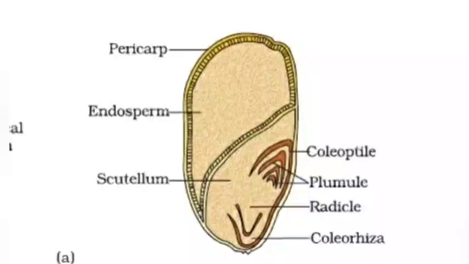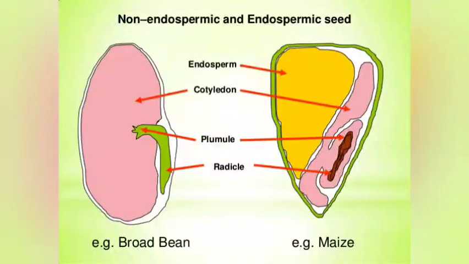This structure is very important. You can see the pericarp. Then there is a lot of endosperm. Then focus on the scutellum. It's a cotyledon, a very thin cotyledon. Then the coleoptile, which is a covering of the plumule. Then the coleorhiza, the covering of the radicle.